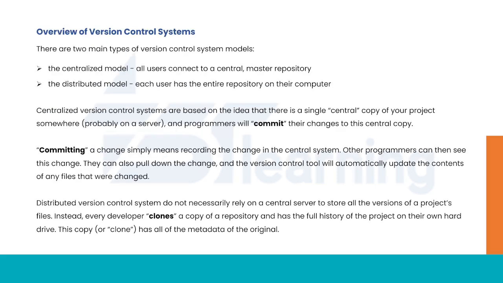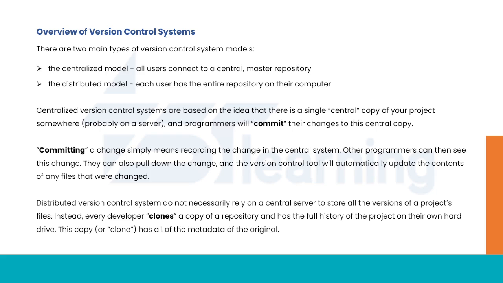Now, there are two main types of version control system model, which are the centralized model and distributed model. For the centralized model, this basically implies all users connect to a central slash master repository. While in the distributed model, each user has the entire repository on their computer. And let's take a moment to understand the details between each model.